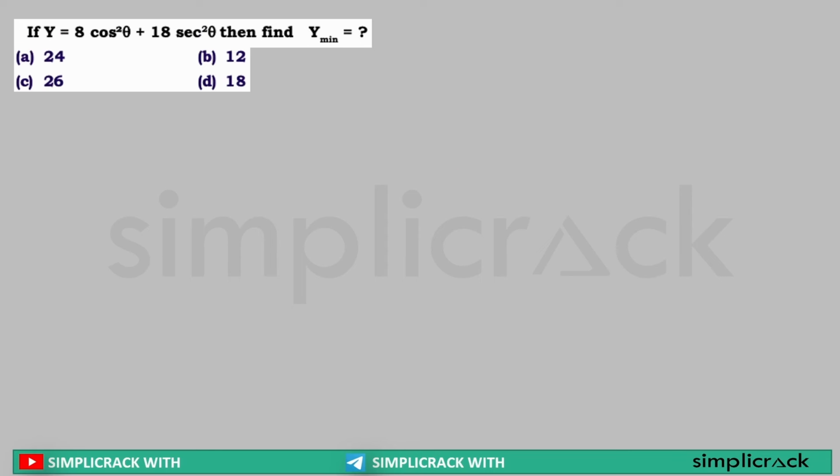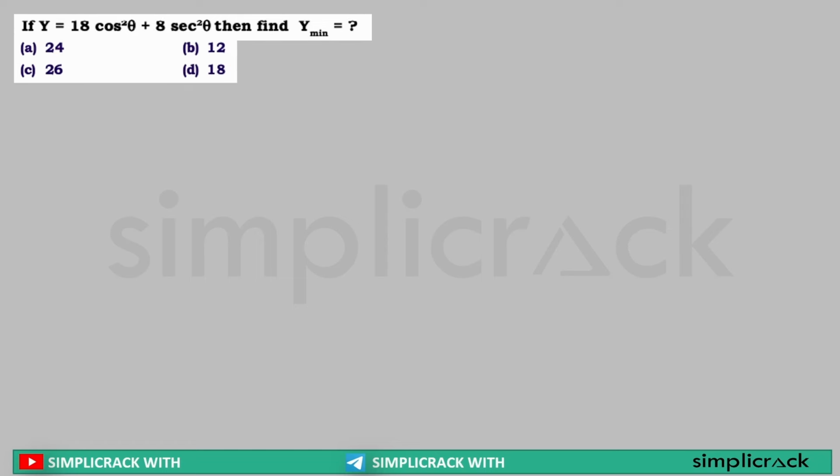Okay. Now, it is saying 8 cos square plus 18 sec square. Sir, here A is less than B. So, minimum value is equal to A plus B. 8 plus 18 is equal to 26. Option C. Clear? Now, here A is greater than B. So, max value is equal to 2 into square root of AB. That is 2 into square root of 18 into 8. That is 2 into square root of 144, that is 2 into 12 because square root of 144 is 12. Answer option 24. Clear? Yes or no?